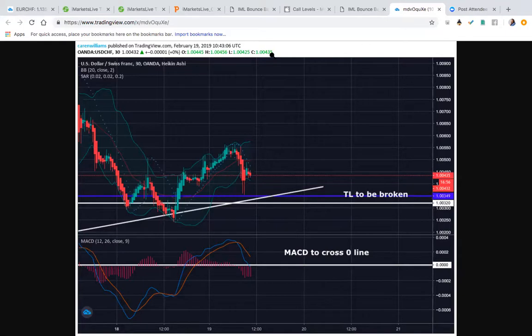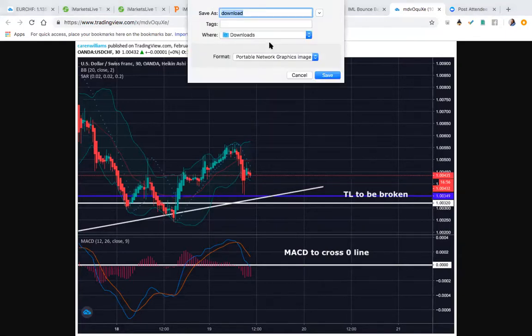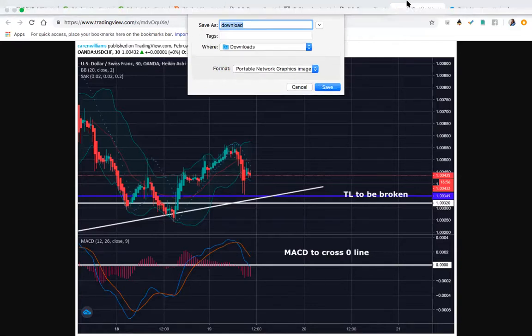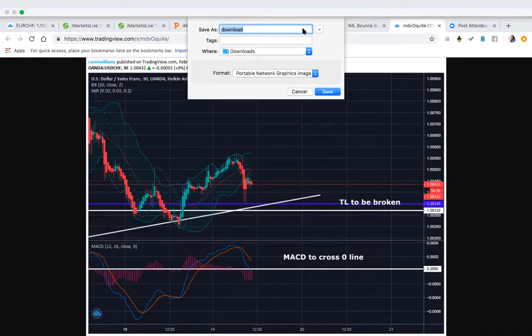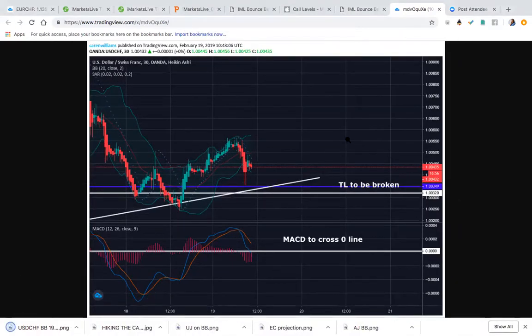So I am actually going to put this right now in the Telegram. USD CHF BB, and today's date is the 19th of 02, 2019. So that's where you can see it. So I will put that in the Telegram today, right?